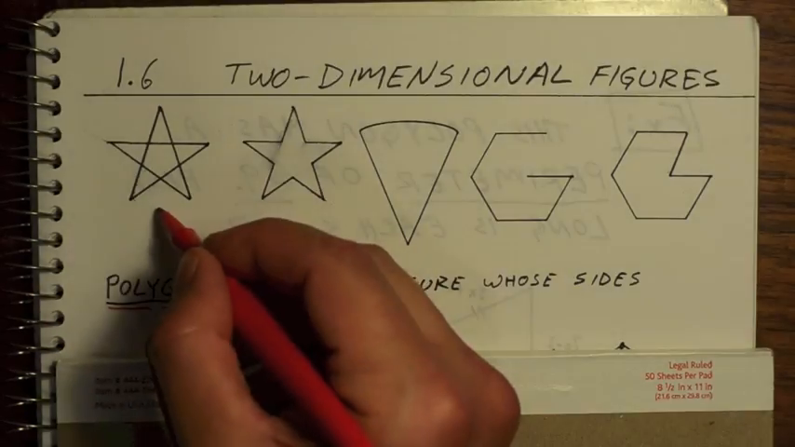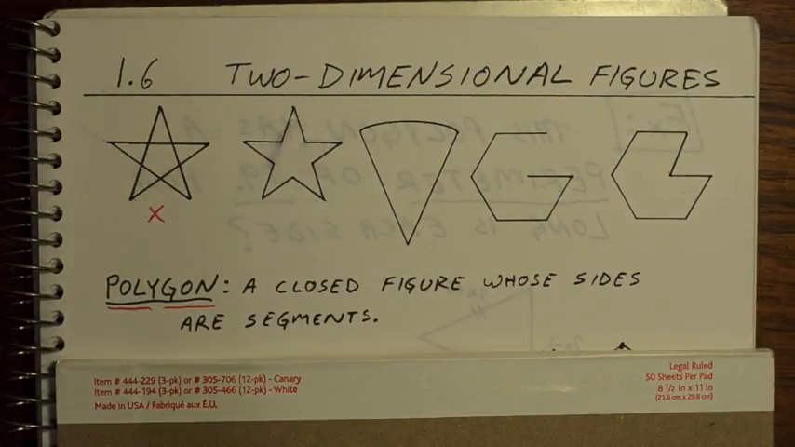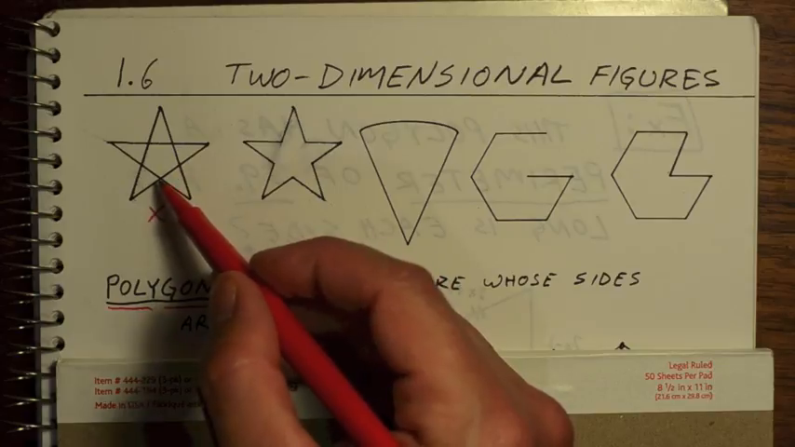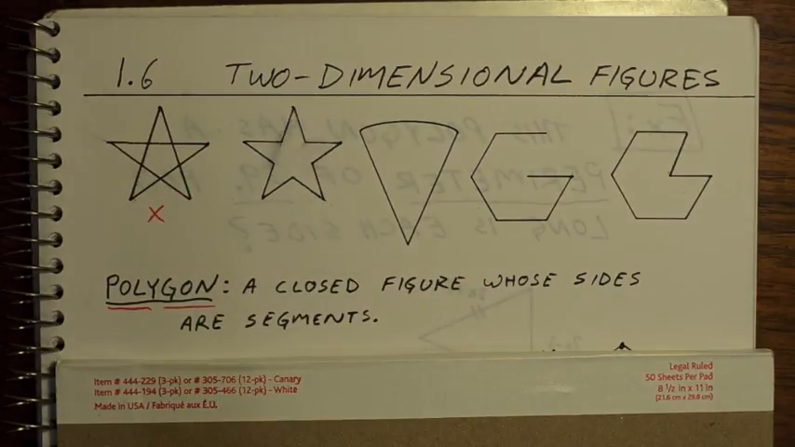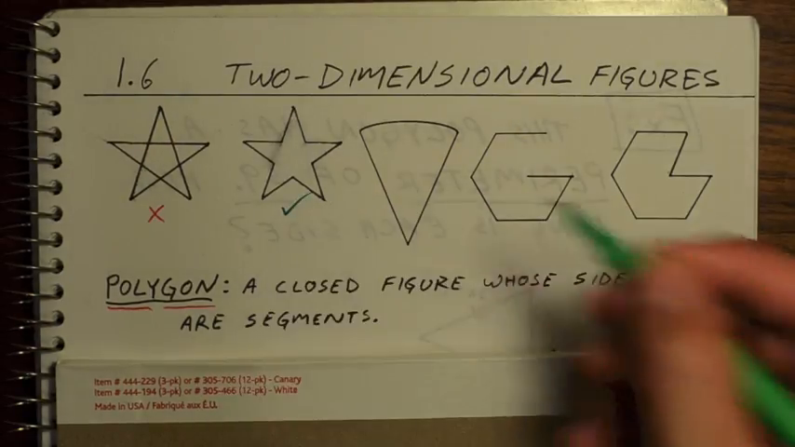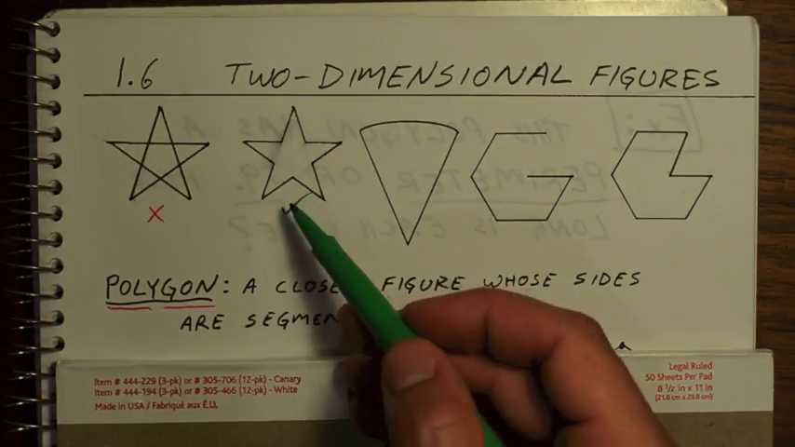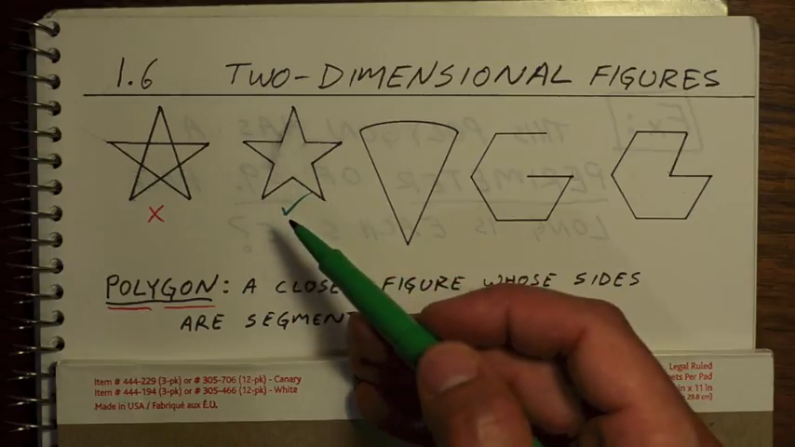Now this first example is not a polygon because it's not a closed figure. We can see we have segments that sort of run on the interior of the shape. So that would not be considered a polygon. This next shape is a polygon. All of the sides are segments, and it's a closed figure.